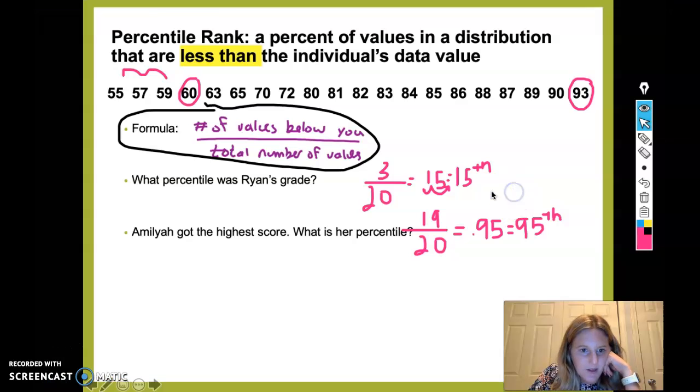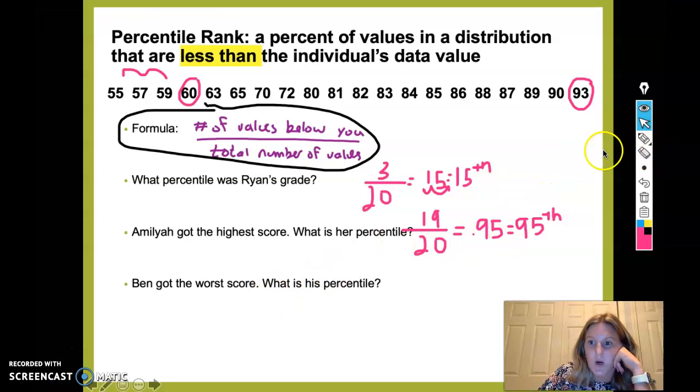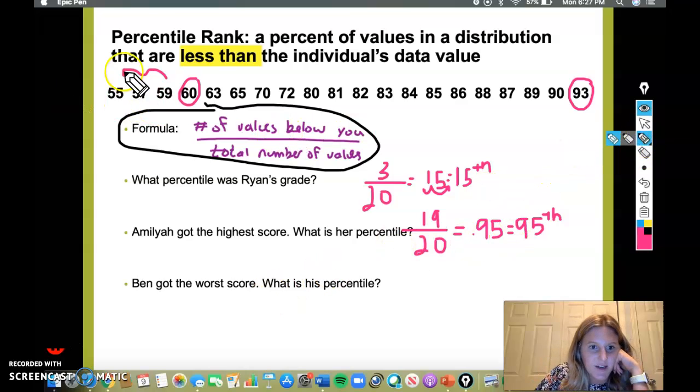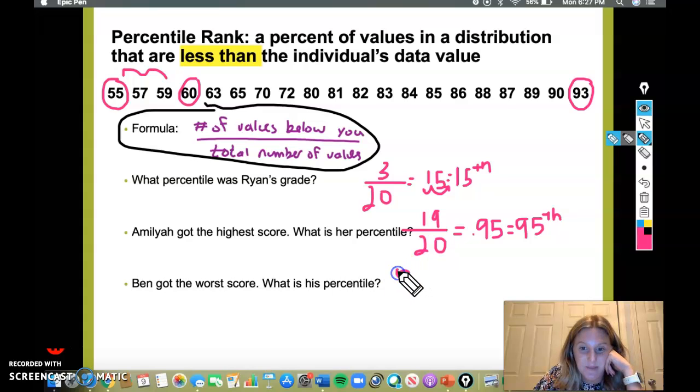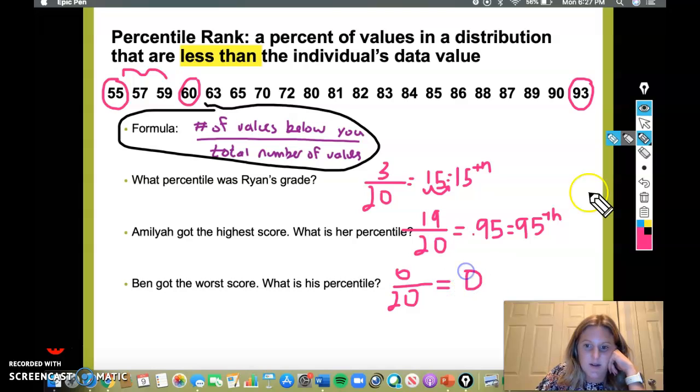Another example. Ben got the worst score. What is his percentile? So we're over here. This is obviously false, but okay, let's say Ben got a 55. There's no people below him. So there's 0 out of 20. And anytime you divide 0 by anything, you get 0. So Ben's in the 0 percentile.